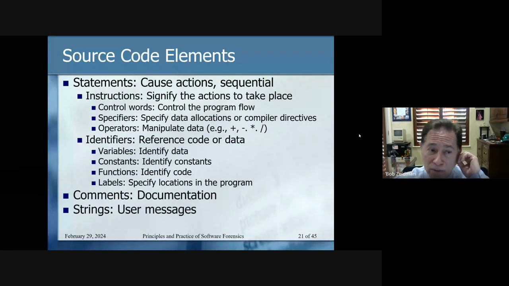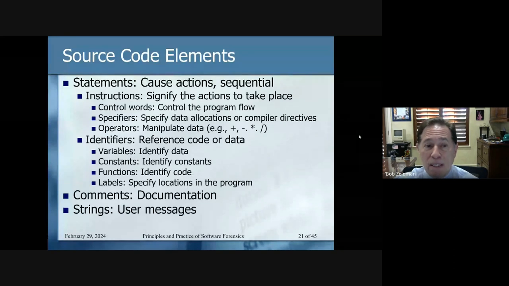What I did is I looked at a way of dividing source code into elements that were useful for eventually determining whether copying had occurred. So there are statements that cause actions. There are comments and strings, both of which are really non-functional in the sense that they don't change how the computer operates. Comments are intended for other programmers to look at in the code, to document how the program is working. Strings are messages to the user, error messages, instructions to the user. And then statements can be further divided into instructions and identifiers, and those can be further divided.